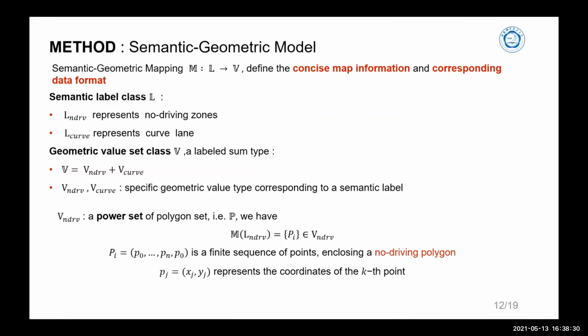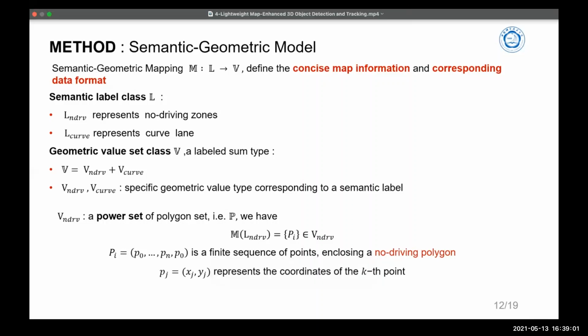The value type of no driving zone is a power set of the polygon set. Each component in this set is a finite sequence of points, forming a no driving polygon, and each point represents the coordinates of the corner point. This model allows us to design the algorithm and framework based on uniform format information, so that we don't need to modify our algorithm when implementing in different platforms.